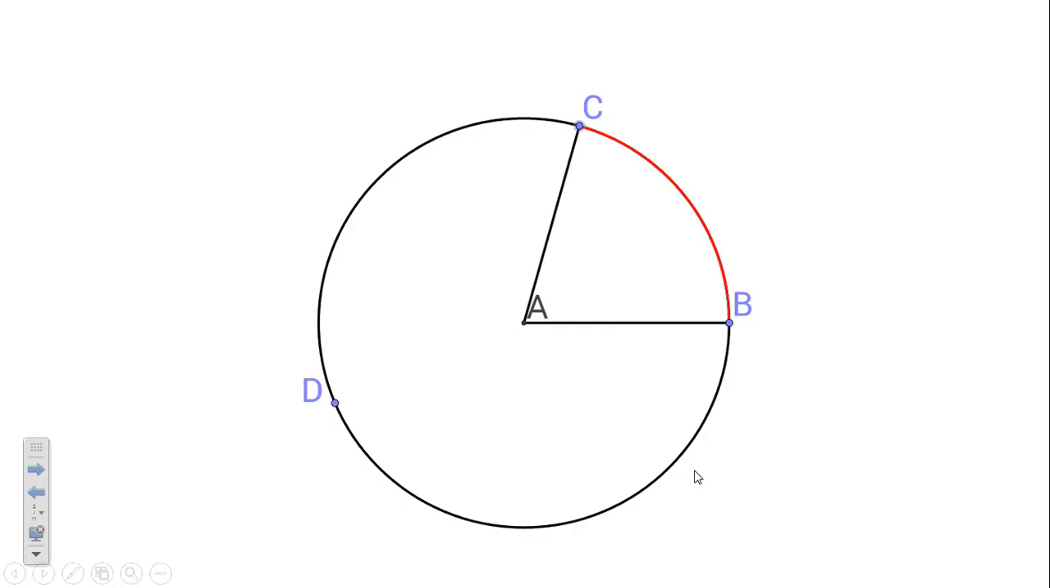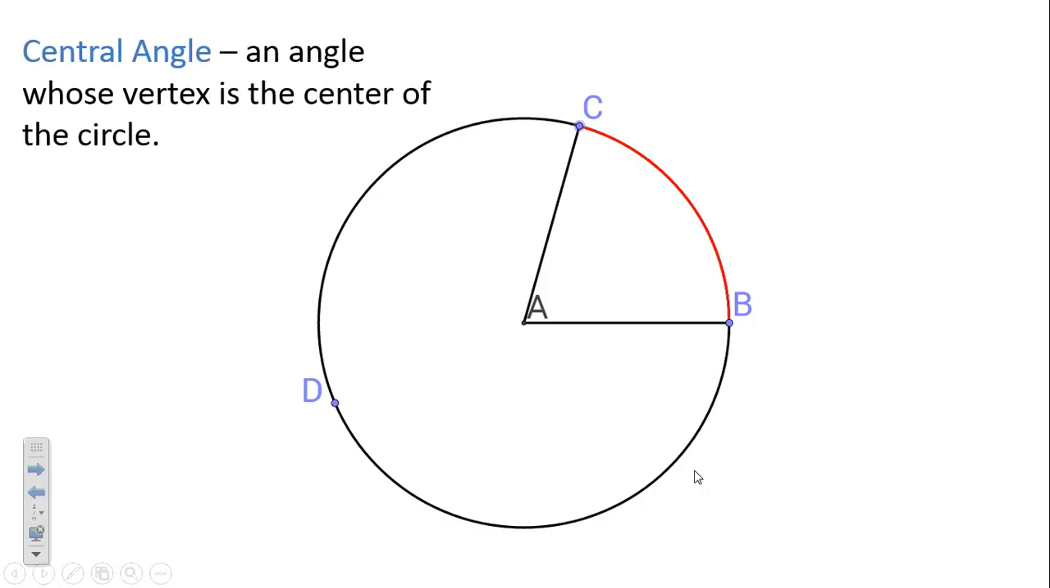So when we take a circle and we drop a radius to the edge, and we have a second radius to another side of the circle, the outside of the circle, we have something called a central angle. That central angle is an angle whose vertex is the center of a circle. Makes sense, right? So we define a central angle as an angle whose vertex is the center of the circle. Okay?